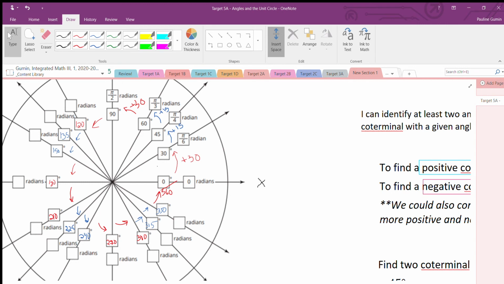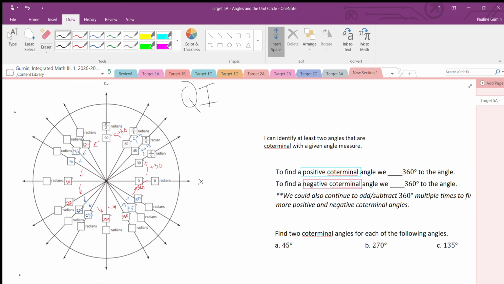But the goal is to recognize that 0 and 360 are the same spot, because the beginning is the same place as the end for a circle. All right. Now, the reference angles in the first quadrant. Oh, I forgot to label the rest of my quadrants. Quadrant 2, quadrant 3, and quadrant 4.